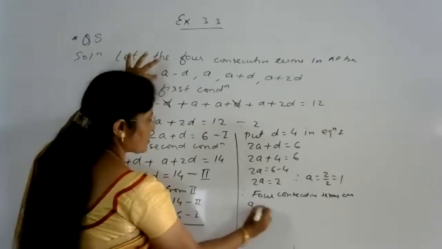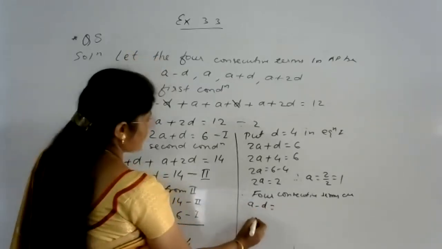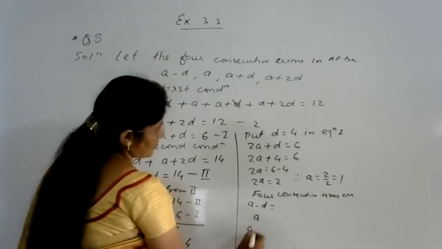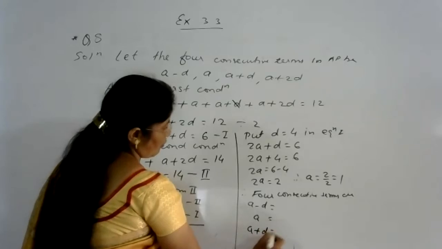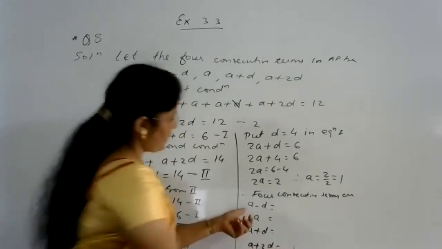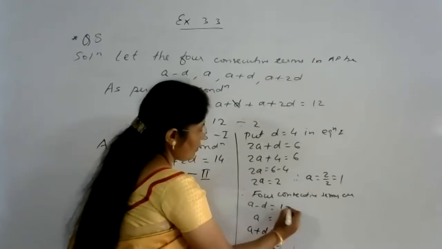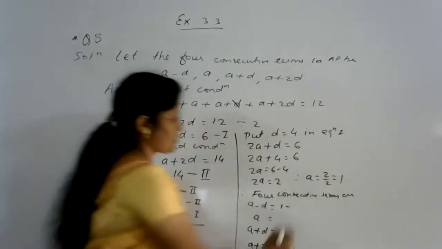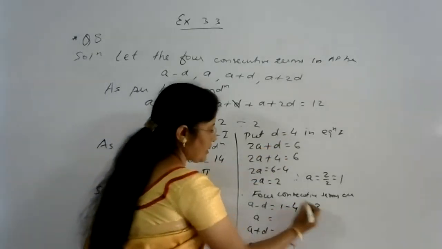A minus D is the first term. Second is A. Third is A plus D. Fourth is A plus 2D. Just put the values here and solve. A's value is 1, minus 4. This value is 4. So the answer is minus 3.